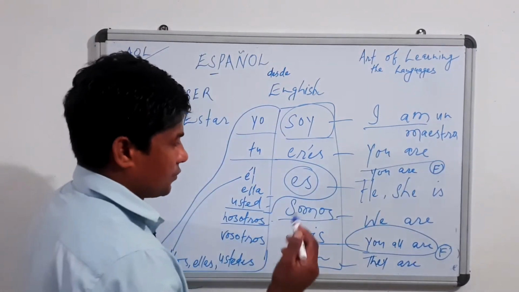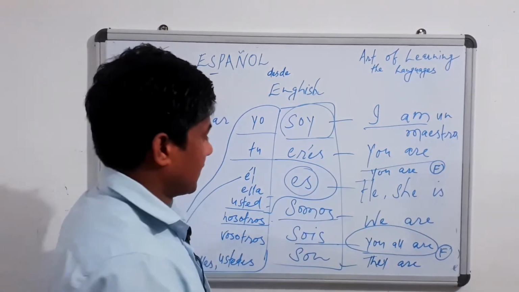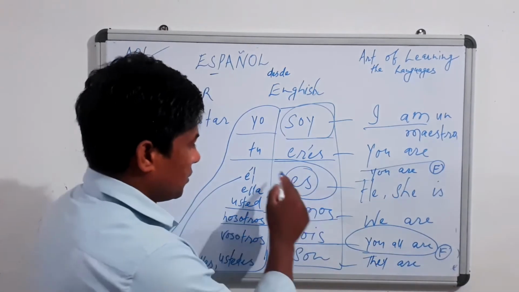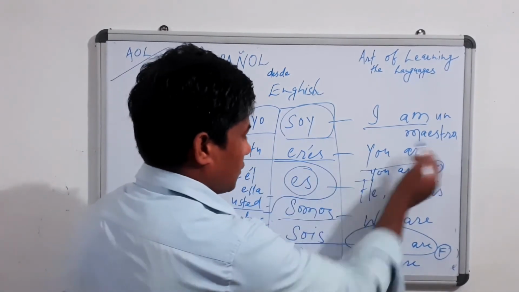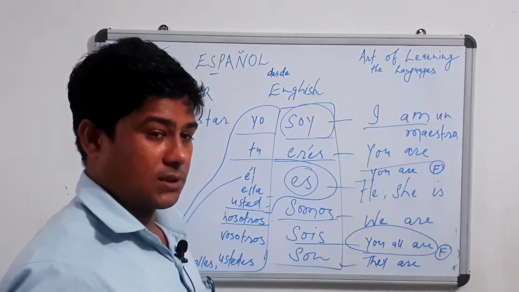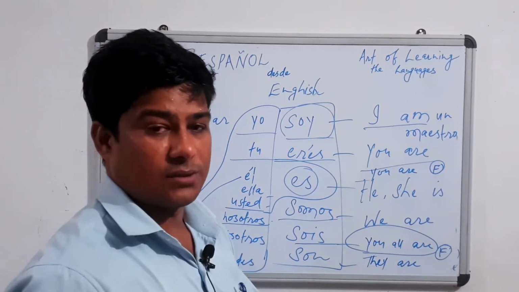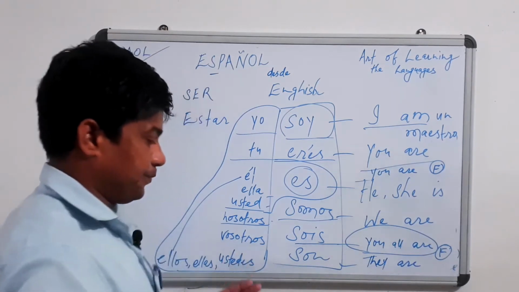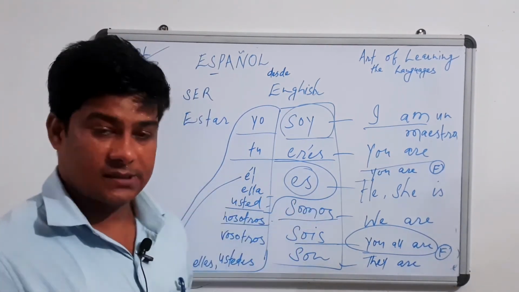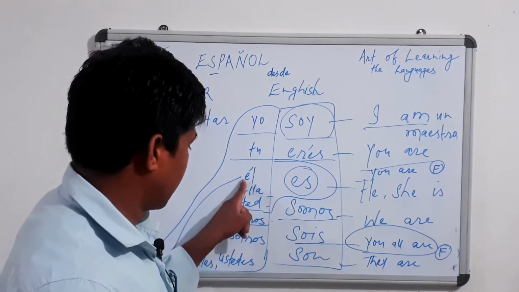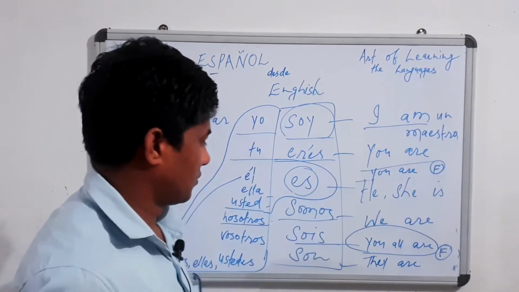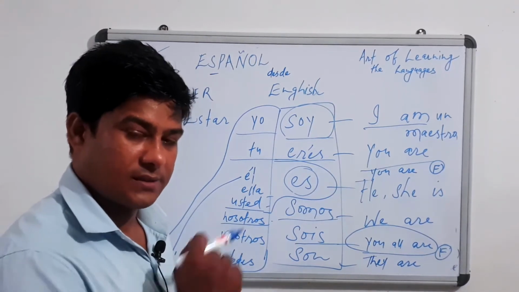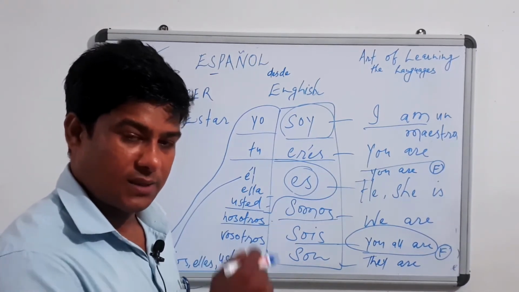And when you describe another person, that means eres, you are a teacher. Tú eres un maestro, or you can directly say eres un maestro. Eres un maestro. When we use he is a master, then we use él es un maestro. But when we just say es un maestro, he is a master. Es un maestro, he is a master.